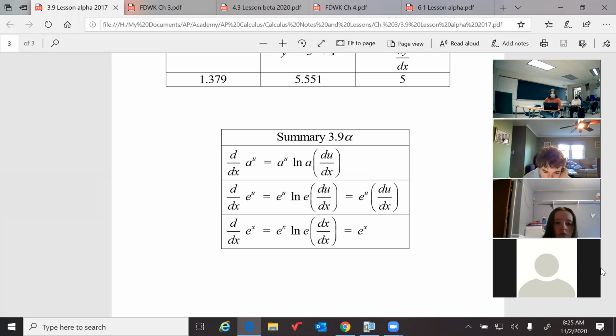All right? So that is the alpha lesson. The beta lesson is on the derivative of logarithmic functions. That is Thursday for everyone.